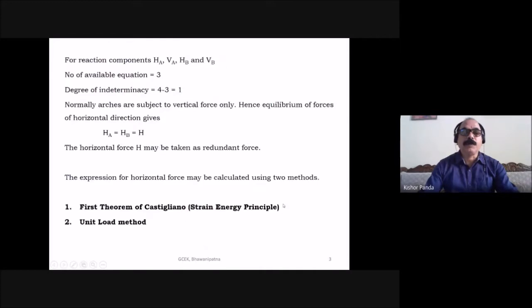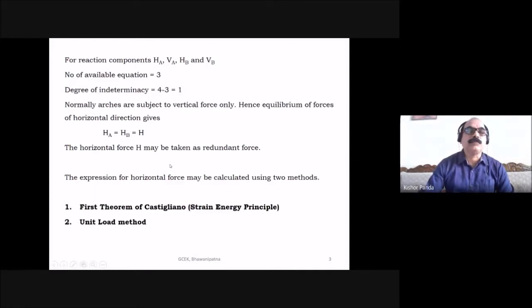The expression for the horizontal force may be calculated using two methods. One is the first theorem of Castigliano, which is the strain energy principle, and the second method is the unit load method. Using these two methods, you can find the horizontal force.